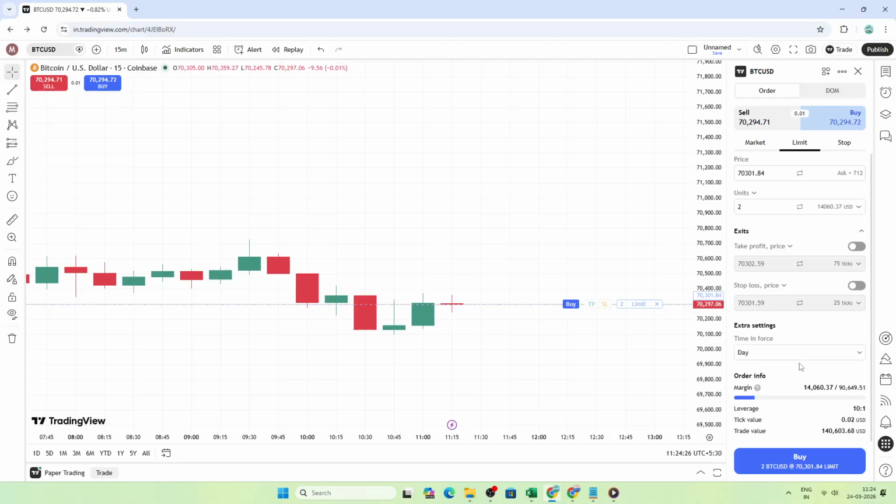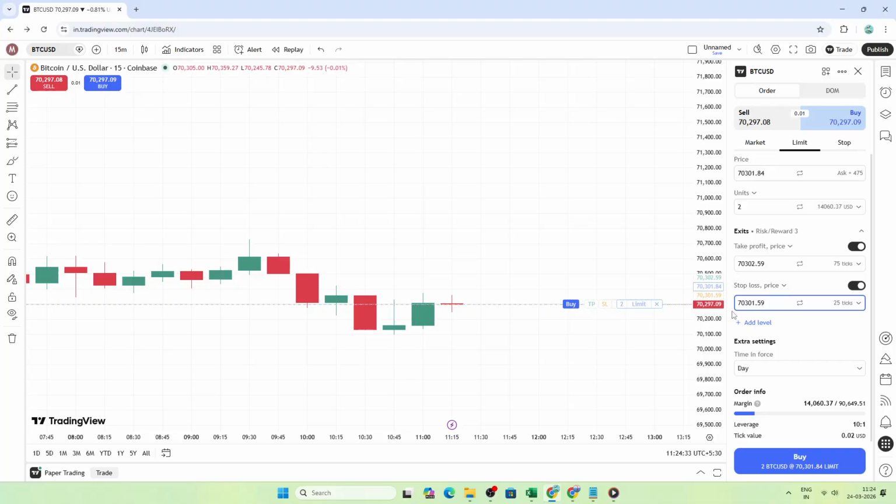If you want built-in risk management, enable the optional Take Profit or Stop Loss checkboxes. Set your target price for Take Profit to automatically close at a favorable level, and your Stop Loss at a price that limits downside if the market moves against you.